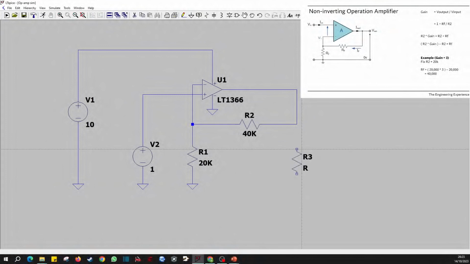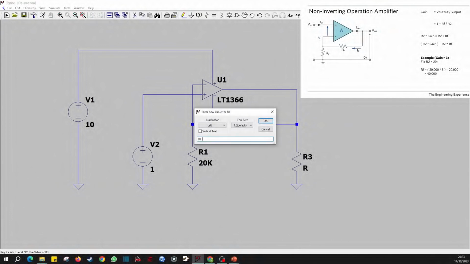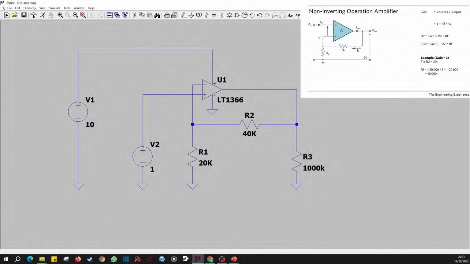I'm going to add a load. This is just for simulation purposes. Might not be needed, but it can be helpful. So I'm just going to put a high value resistor here, and this is a load resistor. Could be your ADC or wherever this output is going to.